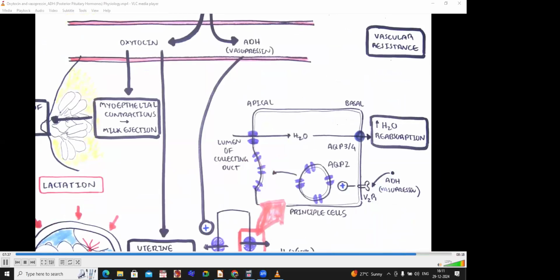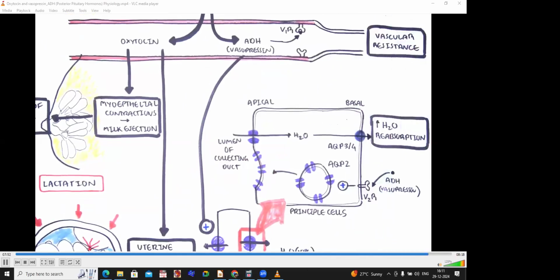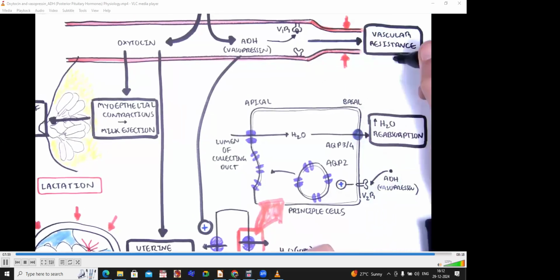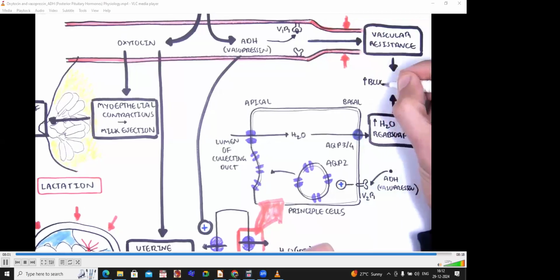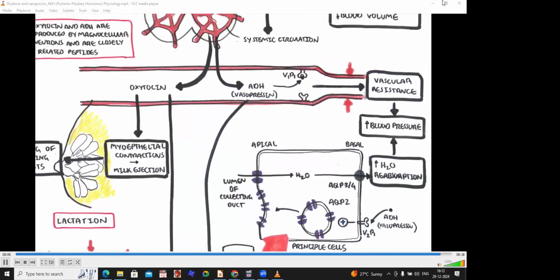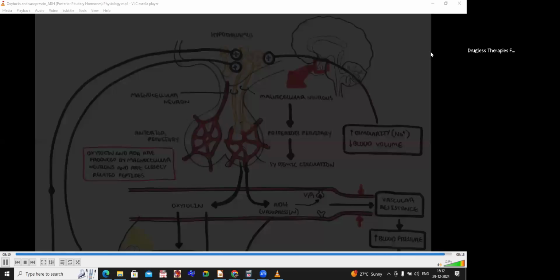In addition to increasing water permeability in the nephron, ADH also increases vascular resistance. This usually occurs only during severe blood loss or infection. ADH binds to ADH1 receptors expressed on vascular smooth muscles, producing contraction and increasing peripheral vascular resistance, which will also increase blood pressure. And that concludes the video on hormones of the posterior pituitary gland, which are oxytocin and antidiuretic hormone, also known as arginine vasopressin.